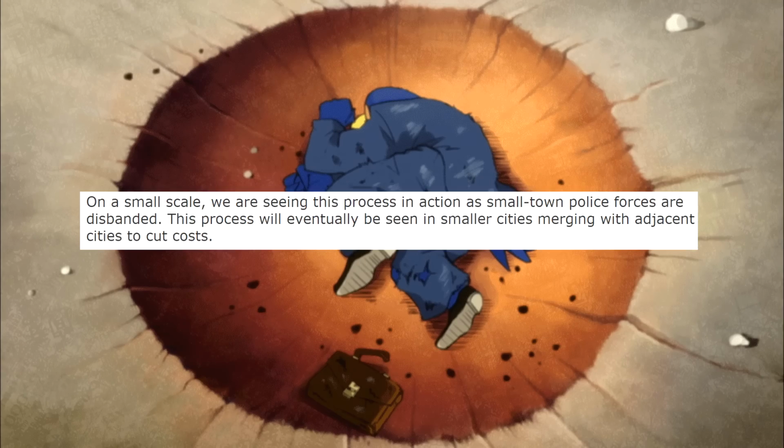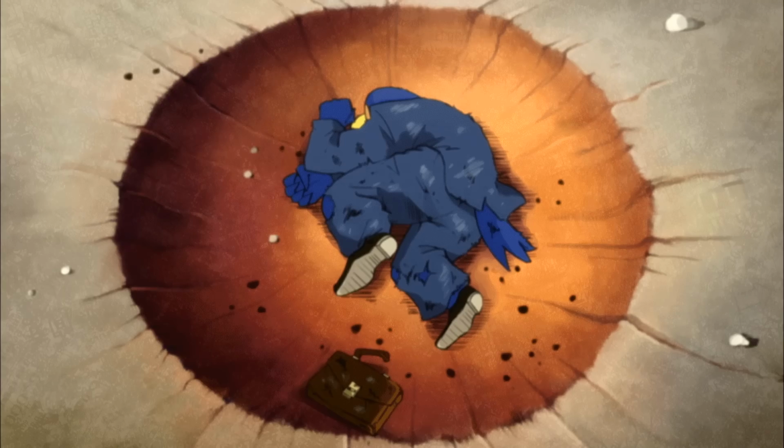On a small scale, we are seeing this process in action as small-town police forces are disbanded. This process will eventually be seen in smaller cities merging with adjacent cities to cut costs. And yeah, we're going to be seeing plenty of going broke here soon.